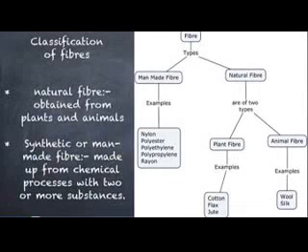Now, these fabrics can be natural or synthetic. Natural means they exist in nature, and synthetic means we artificially modify them. We artificially produce them in the laboratories with the help of chemicals. Man-made fibers are made from synthetic polymers.